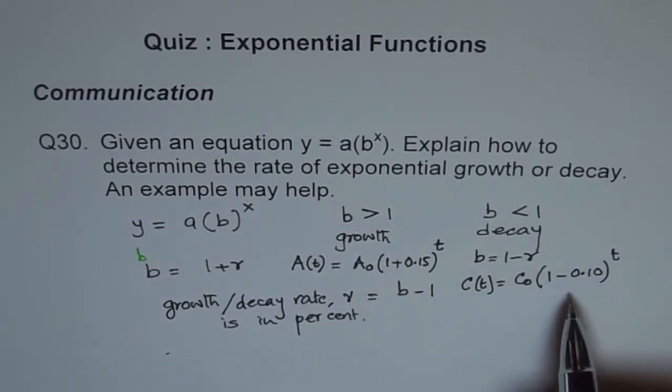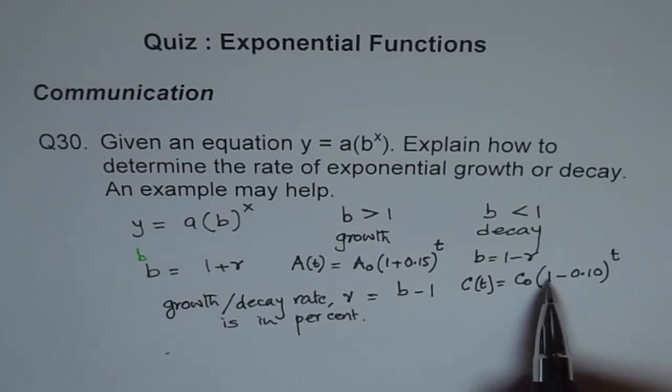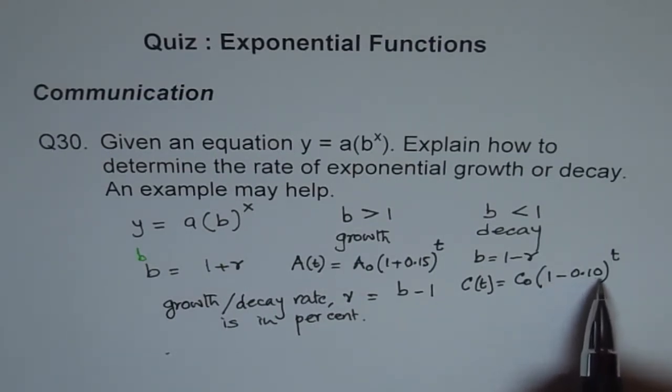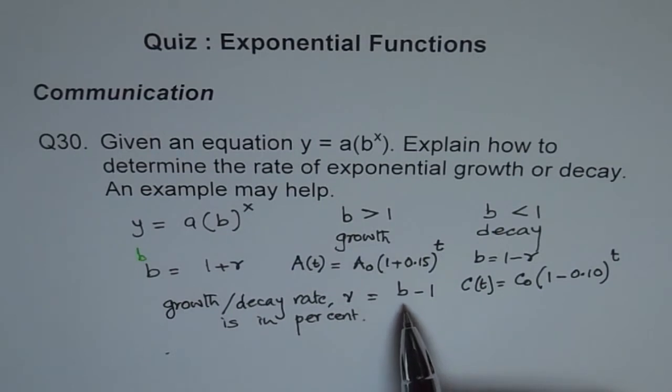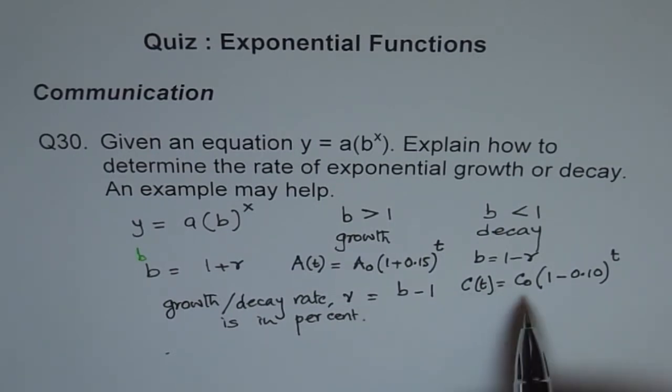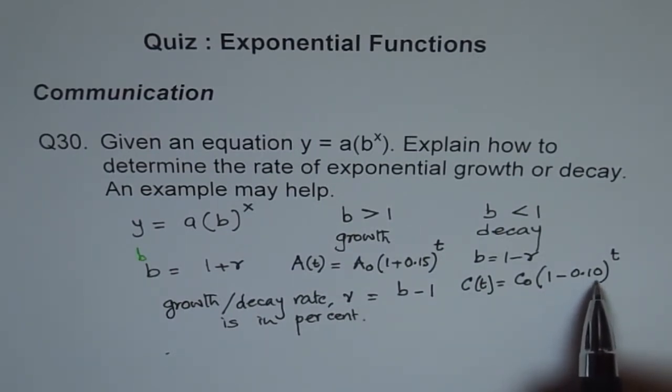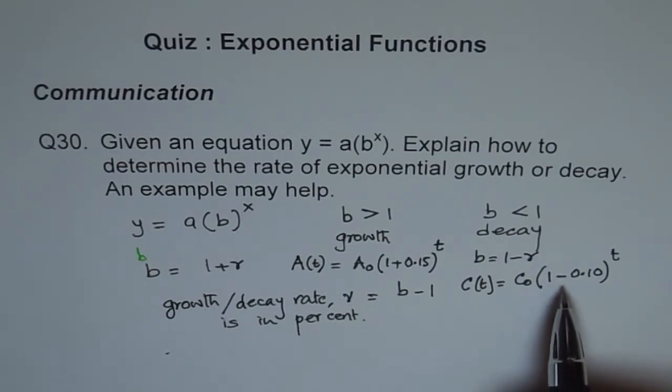And here, if my b is 1 minus 0.10, so b will be 0.9, correct? So b minus 1 will give me minus 0.10, correct? And that negative will signify the decay, and 0.10 will signify 10% depreciation. I hope you understand. This is how we explain growth rate and decay rate from a given formula.